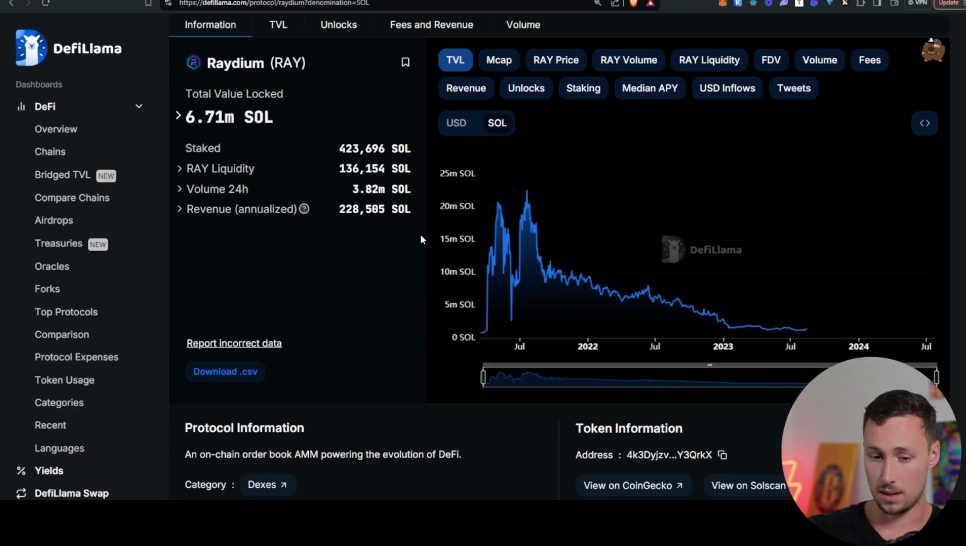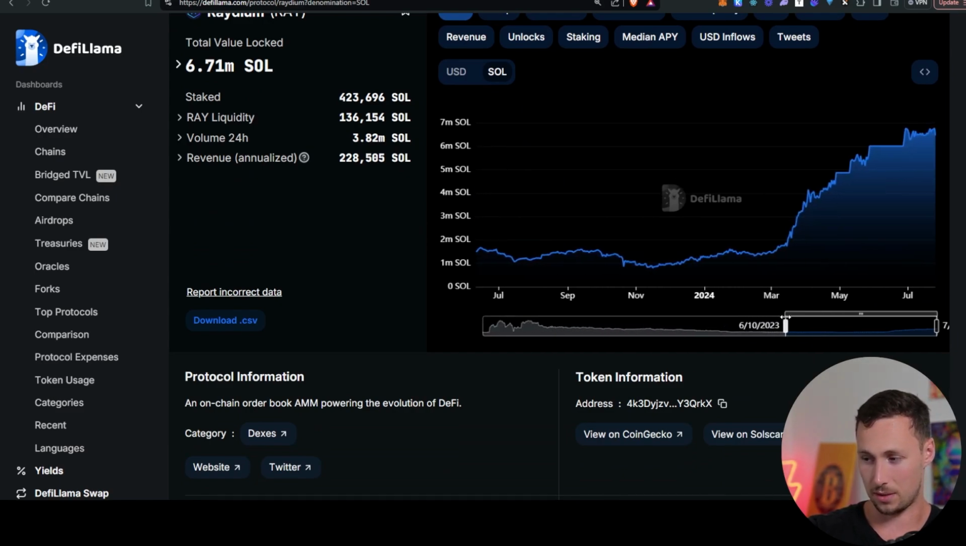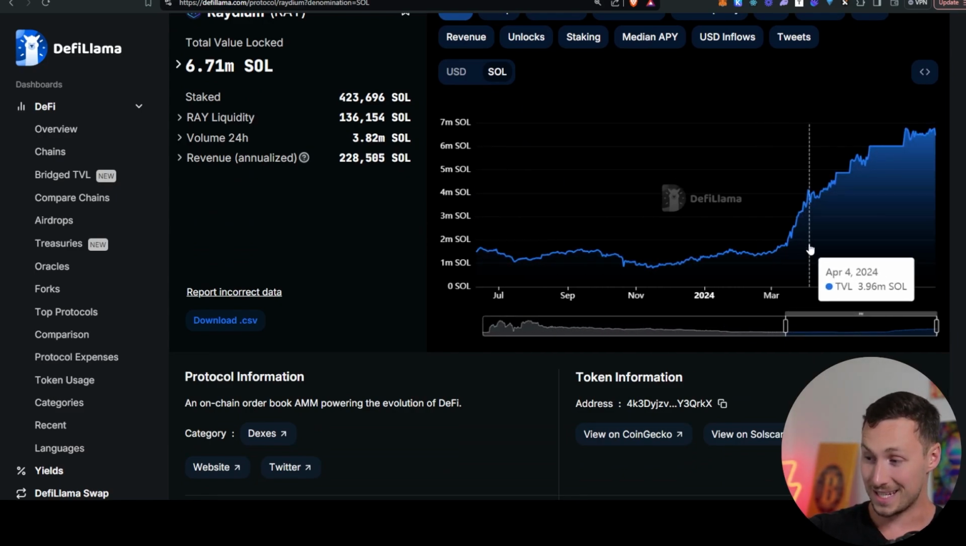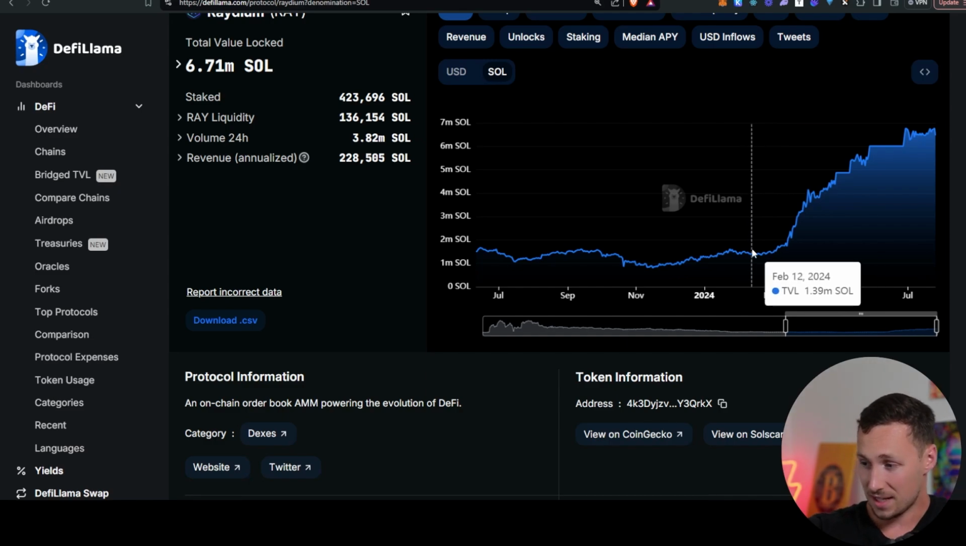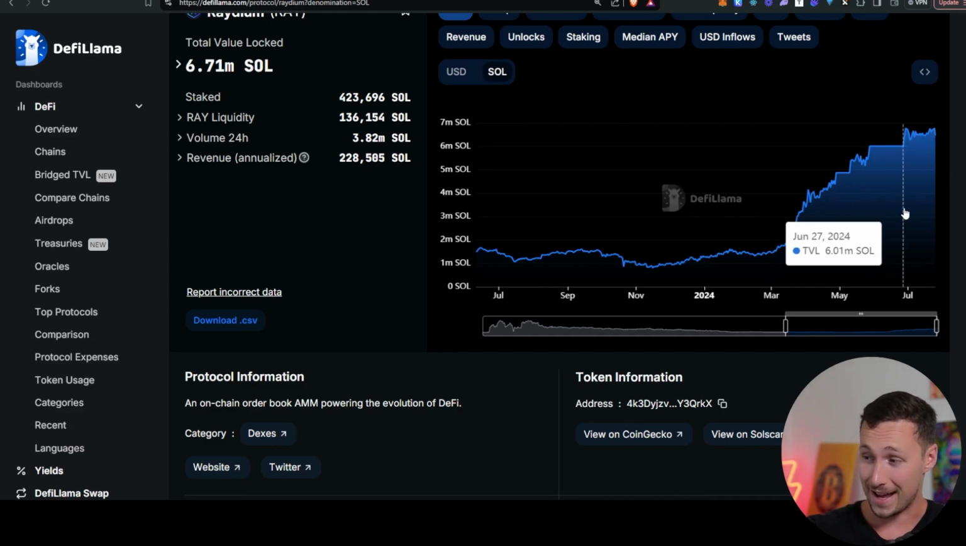But this is to tell, okay, is this protocol actually getting new deposits, or is the price of Sol just going up? And we see here that it is getting new deposits, right? Since February, it's gone from 1.4 million Sol to nearly 7 million Sol now. However, it has slowed down.